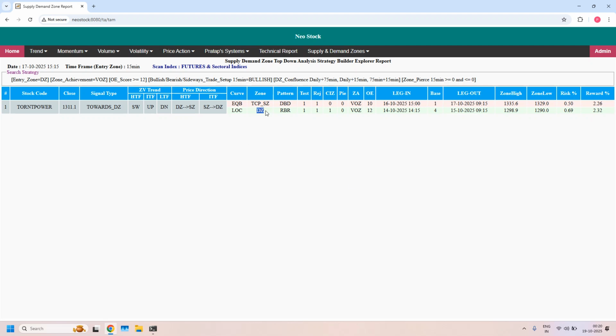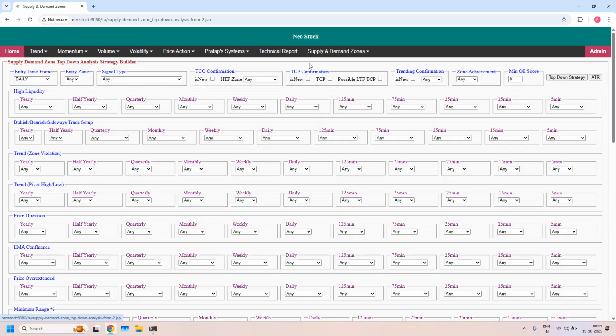This 15-minute demand zone overlapped with 75-minute and daily. But the daily trend is sideways, and EMA confluence does not give much success, so not filtering further. Okay, this is a bullish trade setup for daily income trade. Next, the bearish trade setup for daily income trade.